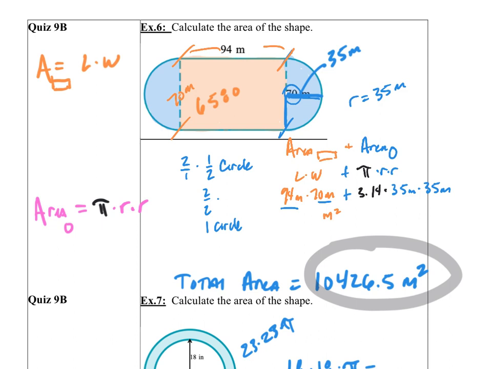And 70 times 94 is 6,580, so 6,580 meters squared, plus 3.14 times 35 times 35, which is going to give me meters squared. That's 3,846.5 meters squared. Now when I add those together, I get 10,426.5 meters squared. You have to remember that meters squared part, right?